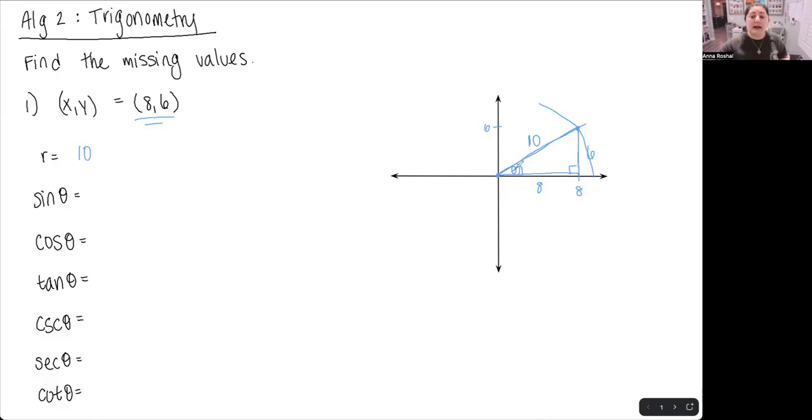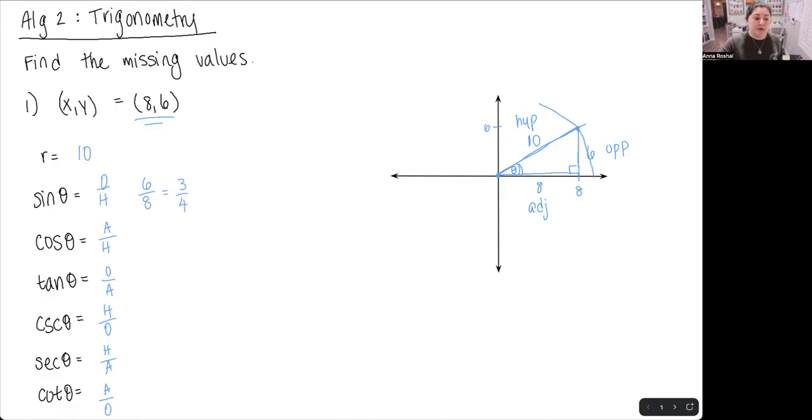From here, I know this is my opposite side, this is my adjacent side, and this is my hypotenuse side. Now I can go opposite over hypotenuse, adjacent over hypotenuse, opposite over adjacent, hypotenuse over opposite, hypotenuse over adjacent, adjacent over opposite. And now I can fill out all of these 6 trigonometric functions. So for sine, I'm going to have 6 over 8 or 3 over 4.